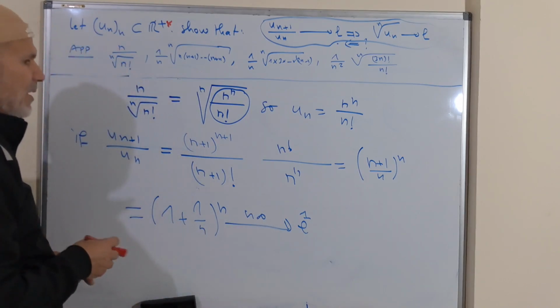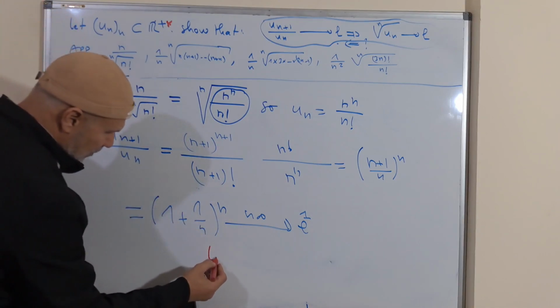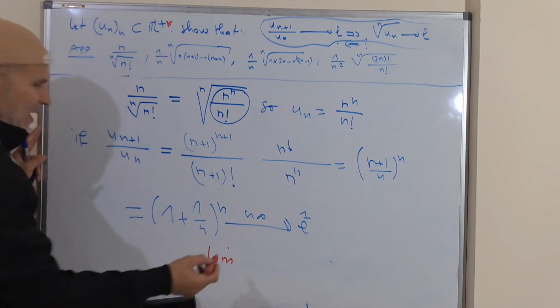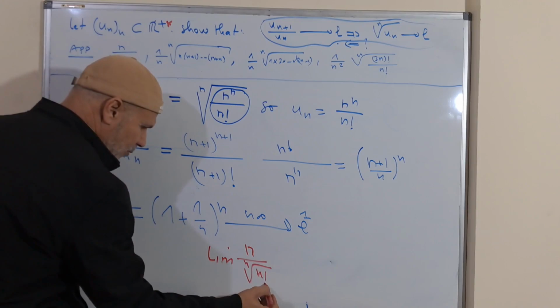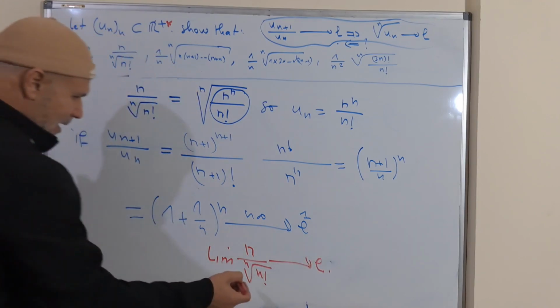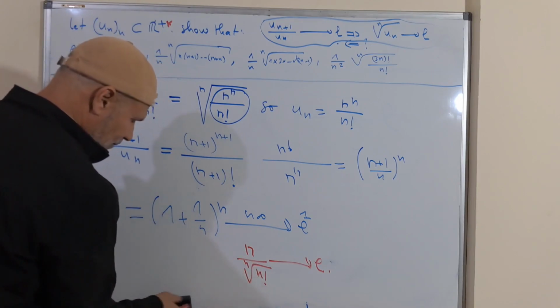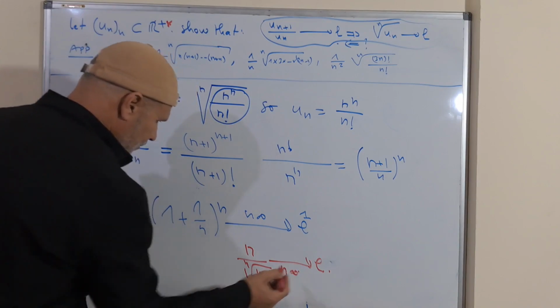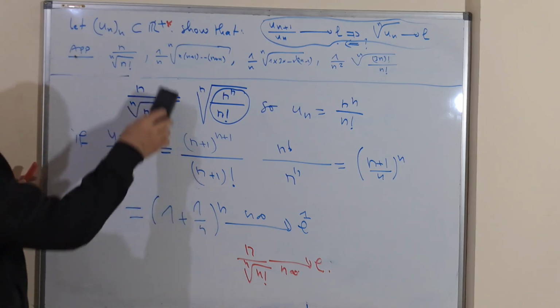So the limit of n divided by the nth root of n factorial converges to e. Yeah, this is nice. How about the second one?